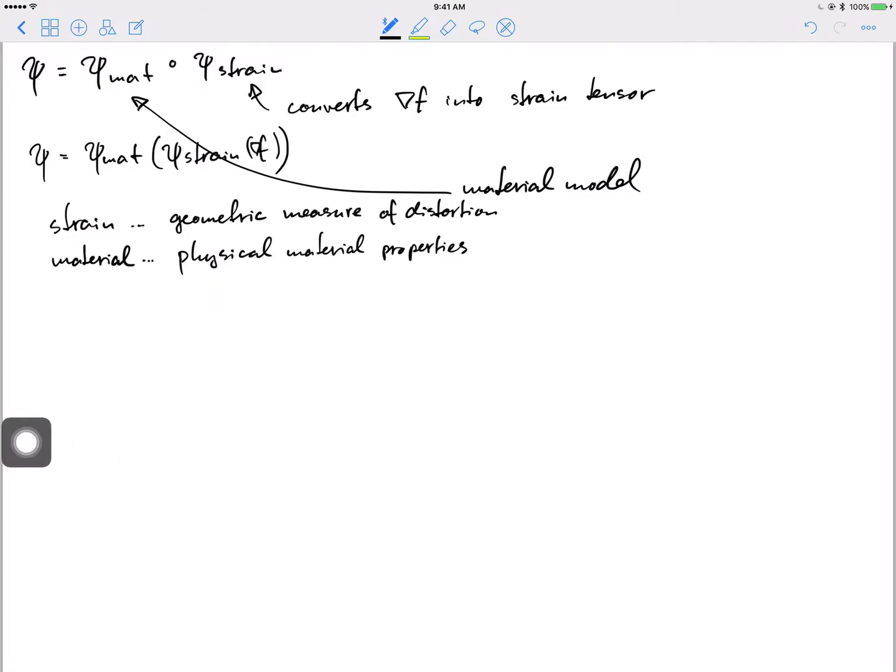This is not absolutely necessary, by the way, to do the splitting. That's just a convenience. We can also define the psi directly. I kind of prefer to just do that, to define a reasonable deformation energy function which combines both the material and the way to kind of measure the distortion.